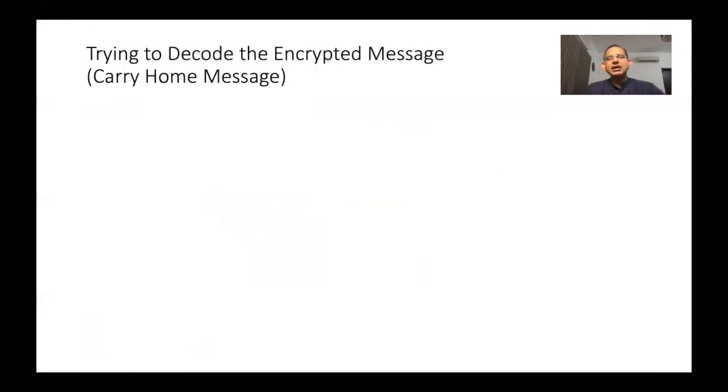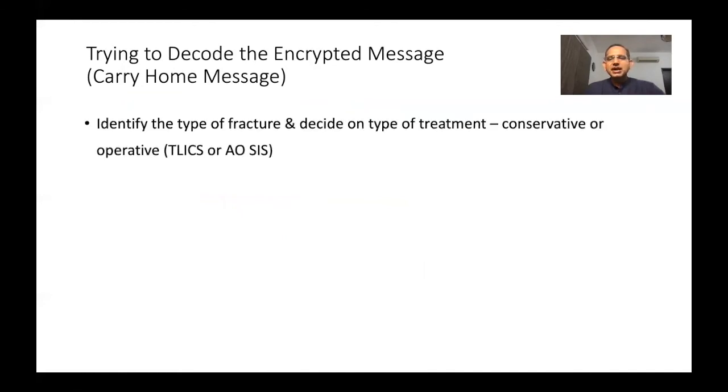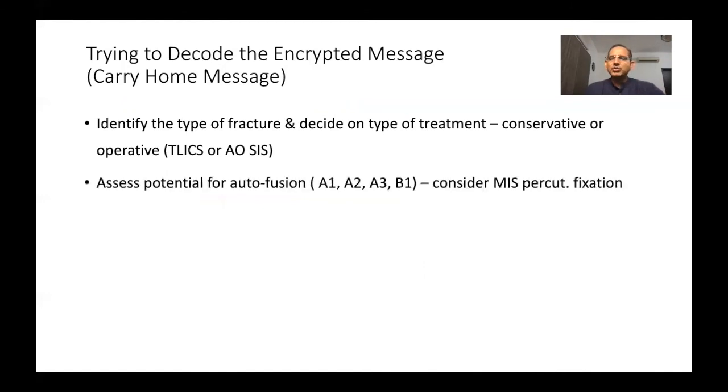So if we try to decode the encrypted message that is being given: first identify the type of fracture, decide on the type of treatment that you want to give, either conservative or operative, and you may use the TLICS or the AOSpine classification for that. Assess the potential for autofusion, the A1, A2, A3, and B1 categories. And in those cases, if you are operating, consider an MIS percutaneous fixation without fusion.